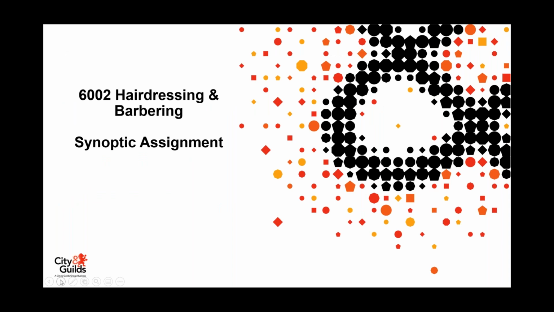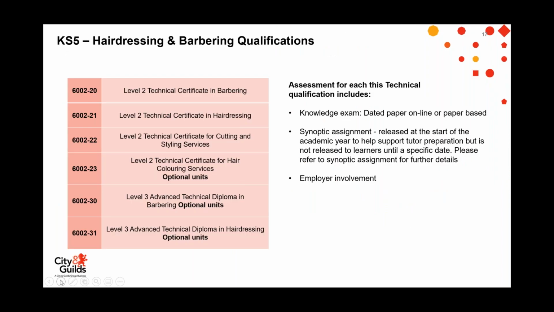6002 Hairdressing and Barbering Synoptic Assignment. As you can see here, we have our Level 2 Technical Certificate in Barbering, Technical Certificate in Hairdressing at Level 2, our Technical Certificate in Cutting and Styling at Level 2, and our Technical Certificate in Hair Colouring Services. This Level 2 certificate has optional units. Then we have our Level 3 Advanced Technical Diploma in Barbering with optional units, and the Level 3 Advanced Diploma for Hairdressing with optional units.